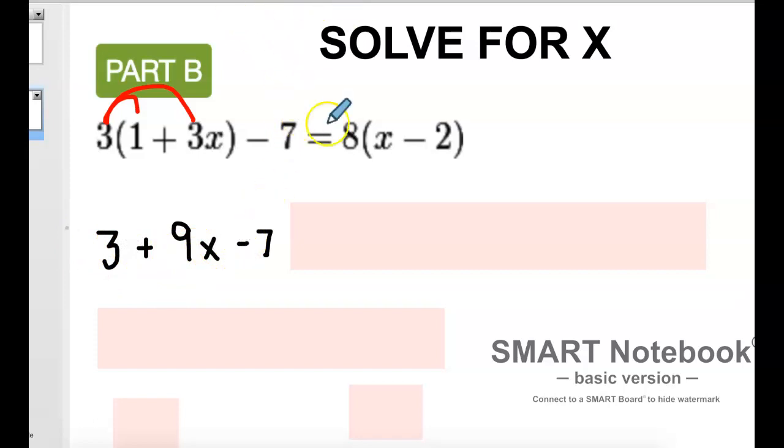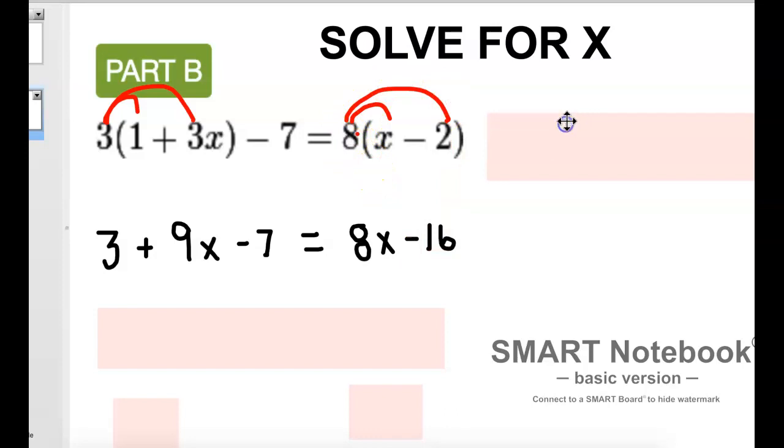Now we're going to go to the right-hand side of the equation, and it looks like we need to do the distributive property again. So remember, we take the number outside the parentheses, the number being multiplied by the set of parentheses, and distribute it, or multiply it, by each term inside the parentheses. So when we do that, 8 times x is going to give us 8x. And then 8 times negative 2 is negative 16.